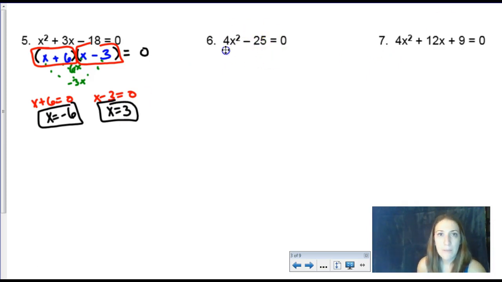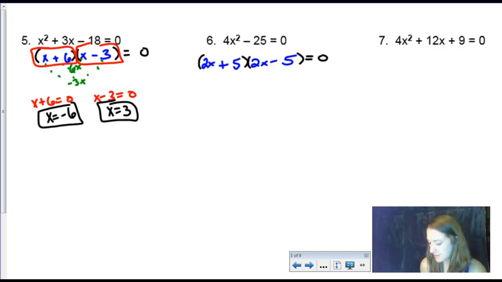So here there's no common factor, and I notice that there's two terms, so it must be one of those special patterns. This is the difference of two perfect squares. So I'm going to rewrite this in terms of its twin factors. Twin factor for 4x squared is 2x and 2x. Twin factors for 25 are 5 and 5. And then remember the way the pattern works is one's a plus and one's a minus.